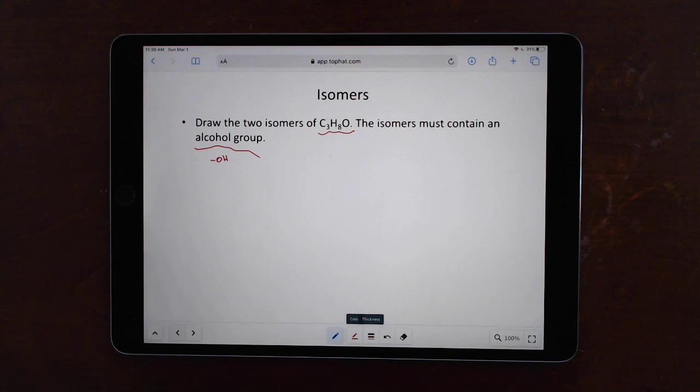An OH that's not attached to a C double bond O. If it was, then it would be a carboxylic acid. Nor is it next to a benzene, stuff like that, which would be a phenol.